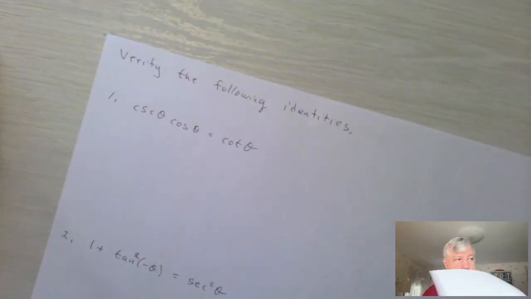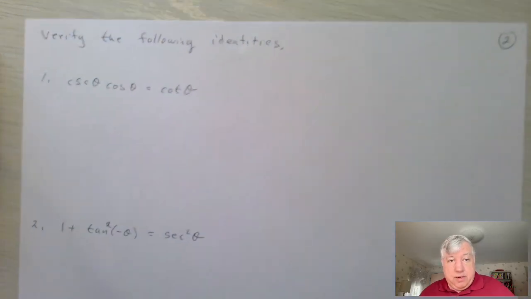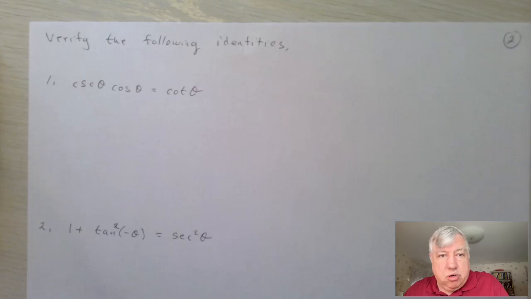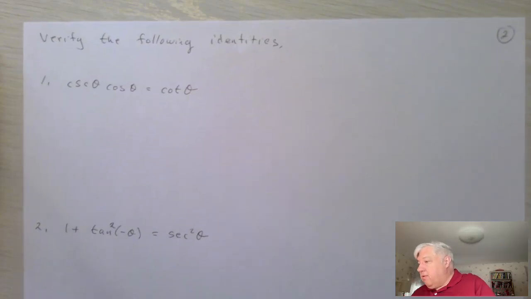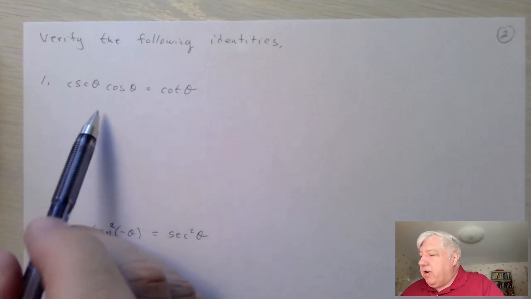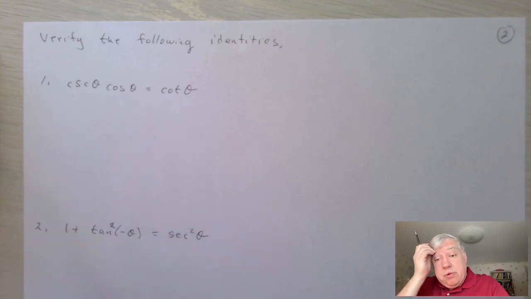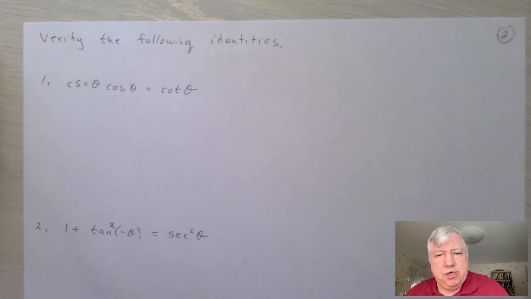Let's just look at some of these examples. So let's look at this first example. If we want to show that the cosecant of theta times cosine of theta is cotangent theta, then what we want to do is show that this equals this. Usually, as a guideline, you want to start on the side of the equation which is a little more complicated, and then go through some steps and come out the other side.